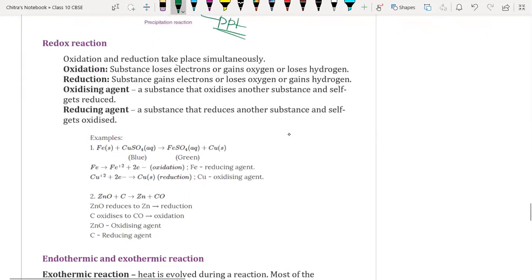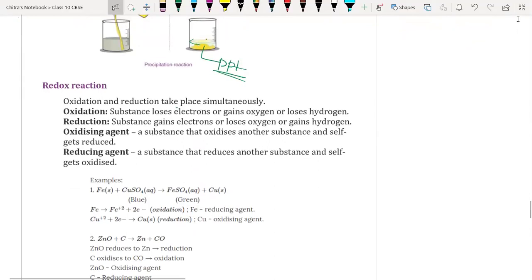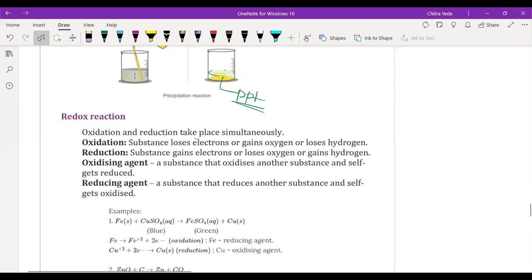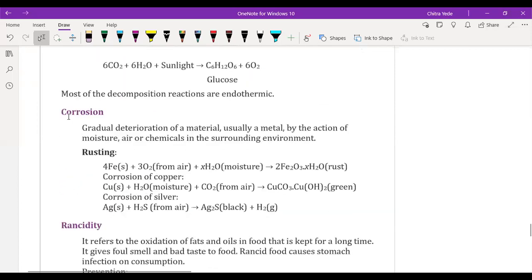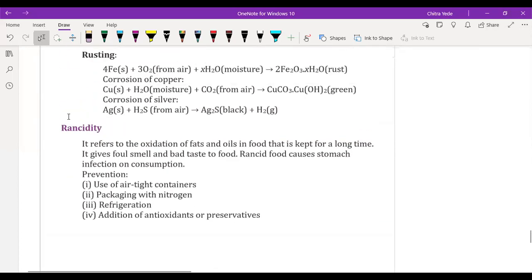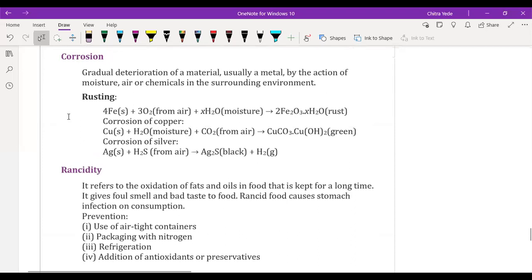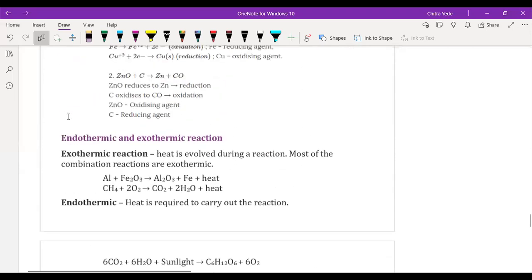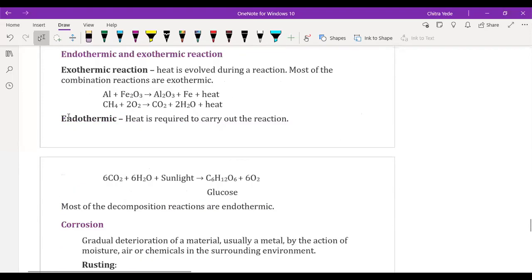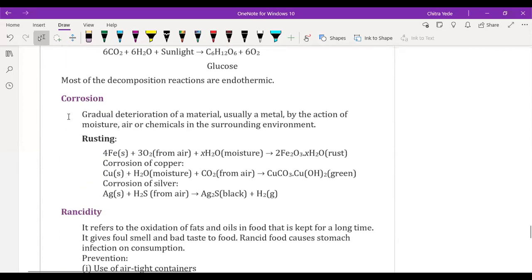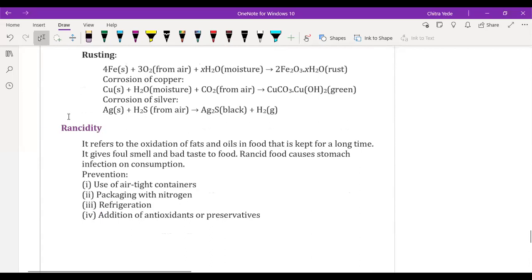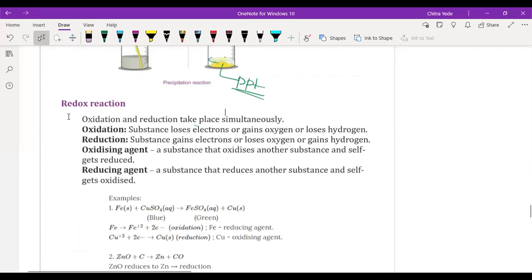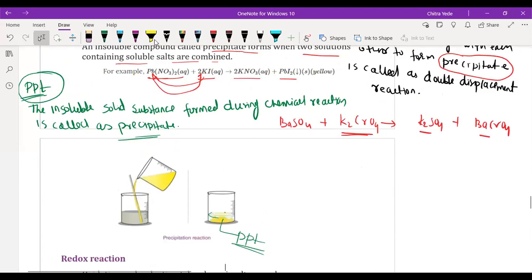Okay, what is the time now? I think the time is over. 8:45. So in the next session, we will cover the redox reaction. We have already discussed it, but in the next session we will revise that reaction, because it will take very little time. Then we will understand exothermic reaction, endothermic reaction, corrosion, and rancidity. Okay, so for today, bye for now.